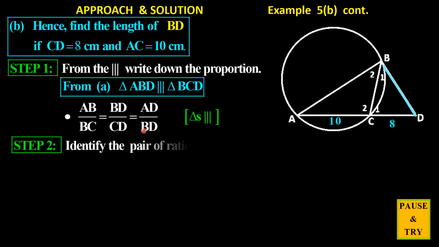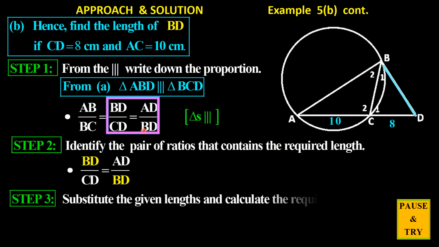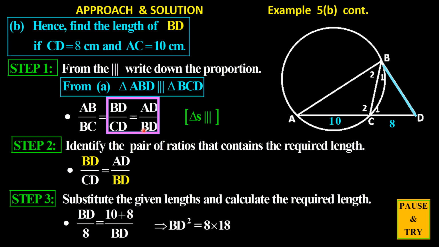So let's take the other two there. So identify the pair that you're going to use. BD in this case is in both fractions. So BD over CD, and CD is 8. So that's BD over 8. But AD is 10 plus 8. Right. So then we can cross multiply. BD squared is 8 times 18. So BD will be the square root of that, which in this case is exactly 12 centimeters.